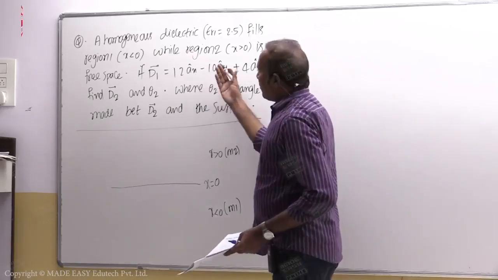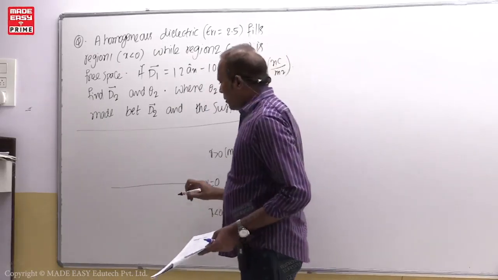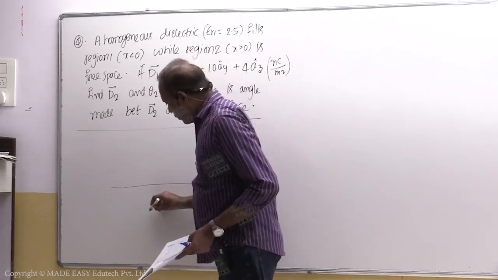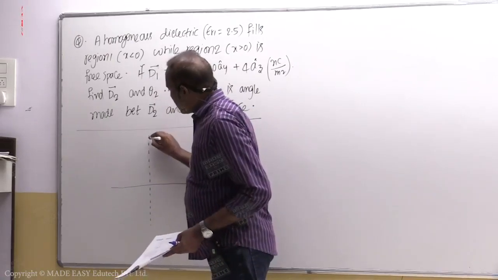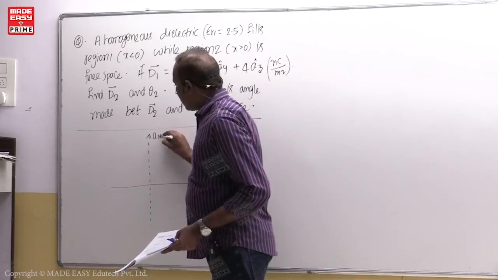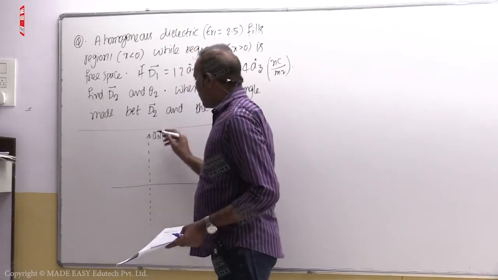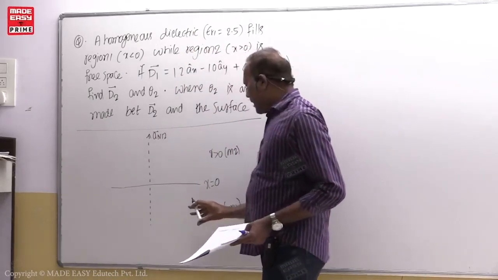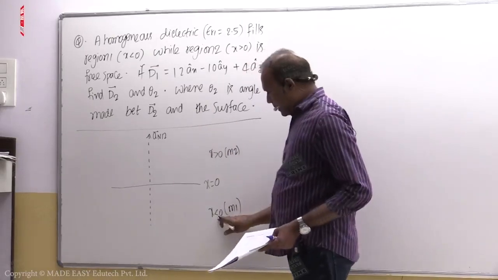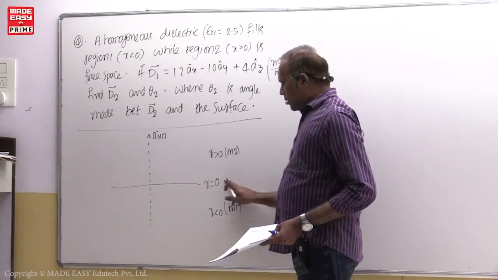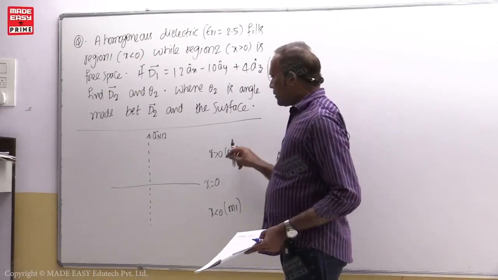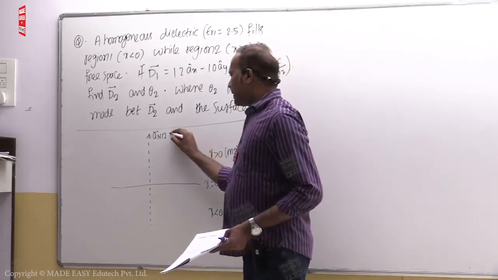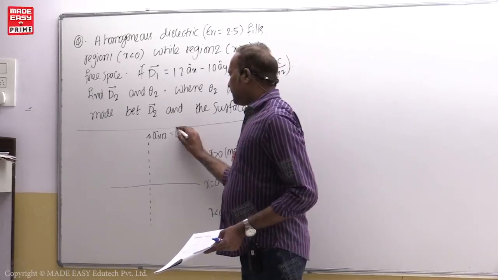Here he has given D1 bar. Now you draw this one. This line is called the normal, an1, the normal unit vector from medium 1 to medium 2. Of course, that is ax cap actually. You see x less than 0, x equal to 0, x greater than 0, the x value is increasing like this. So that is ax cap actually.